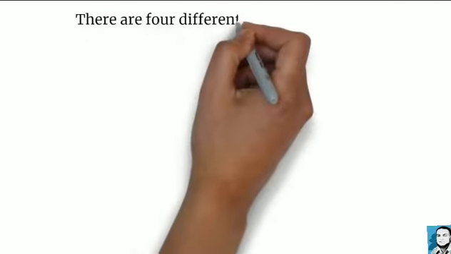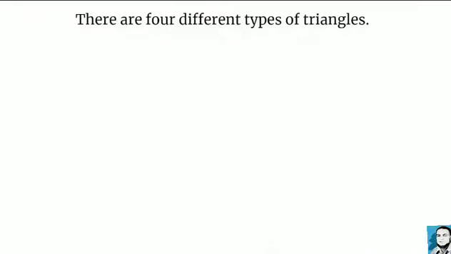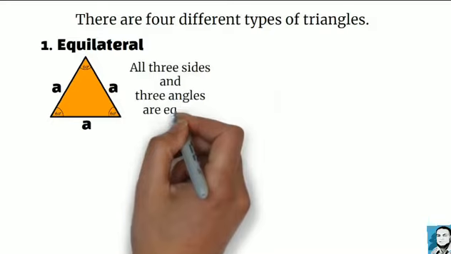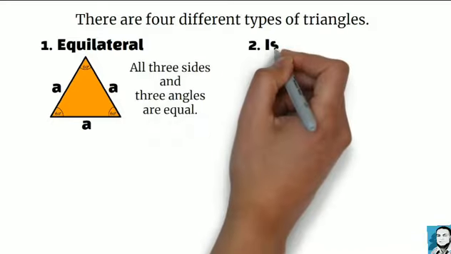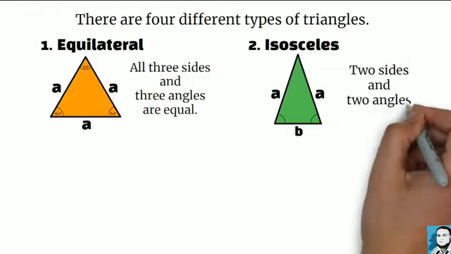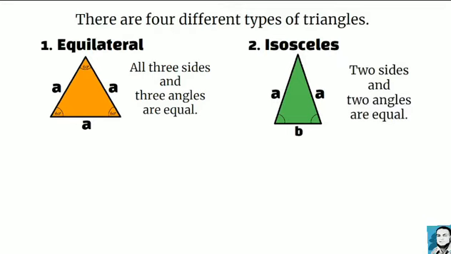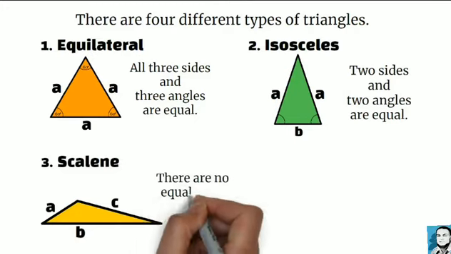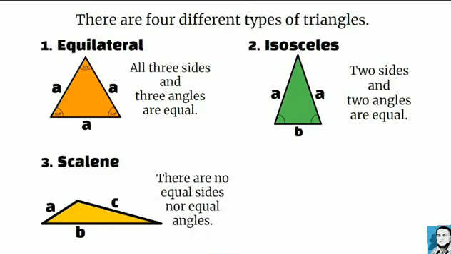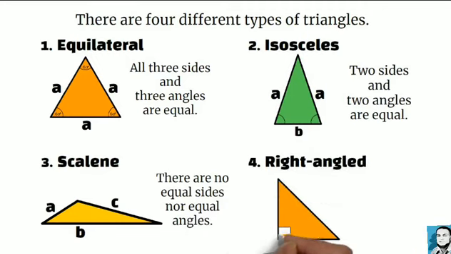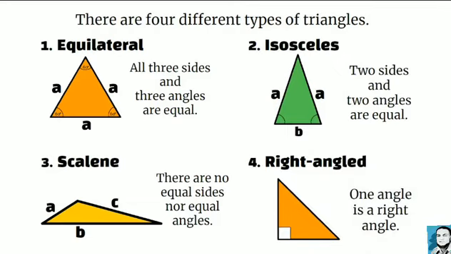There are 4 different types of triangles, and they are called equilateral, where all 3 sides and 3 angles are equal. Isosceles, where 2 sides and 2 angles are equal. Scalene, where there are no equal sides nor equal angles. And right-angled, where one angle is a right angle.